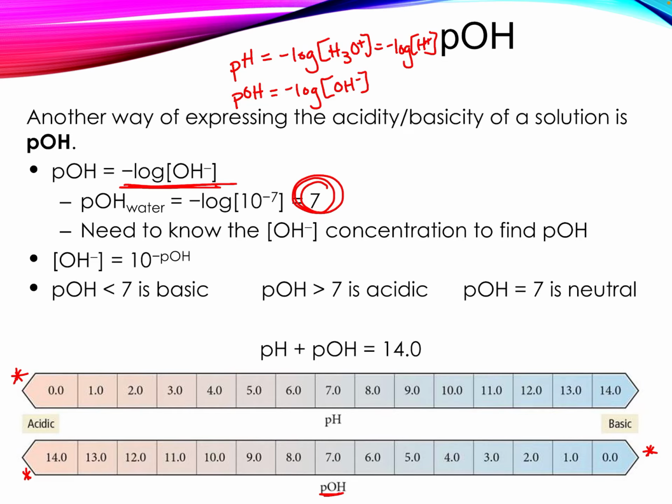Okay, and then we have all the same kind of things. You have our concentration of OH minus is 10 to the minus pOH, just like our concentration of H3O plus was 10 to the minus pH. Okay, same thing, just a different ion.